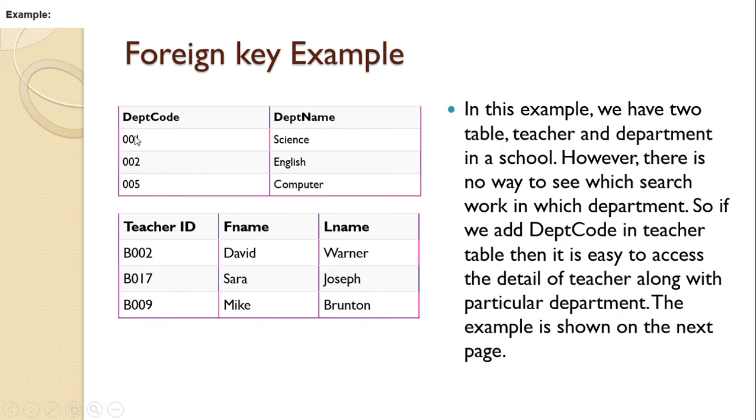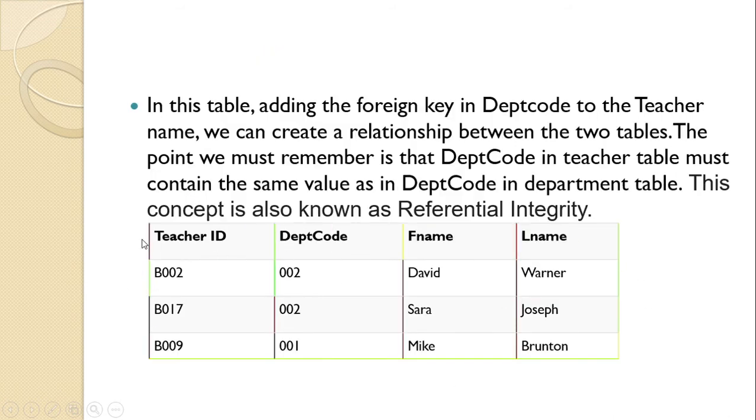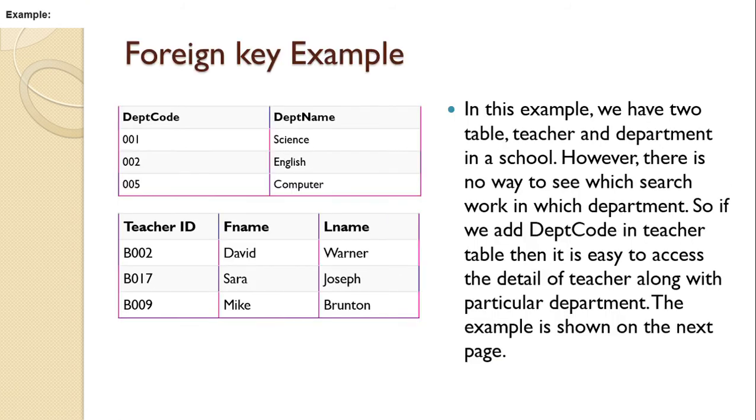So if we add this department code in this teacher table, then it is sufficient to explain which department a teacher belongs to. For example, in this table are the teacher's information: teacher ID, first name and last name, and we have added this department code in this table. Now this table is sufficient to give the information of the teacher, such as teacher B002, whose name is David Warner. He belongs to department number 002, and department number 002 means English department. He belongs to the English department.